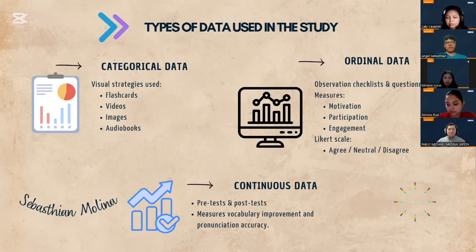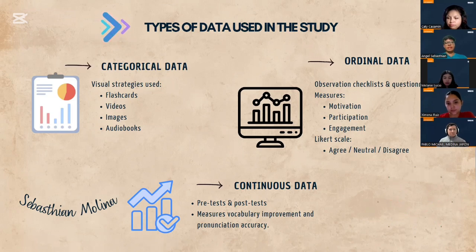This study uses three types of data: categorical, ordinal, and continuous data. First, categorical data is used to classify the visual learning strategies applied during English lessons, such as flashcards, videos, images, and audiobooks. This helps organize the teacher resources used in the classroom. Second, ordinal data is collected through observation checklists and questionnaires. This type of data measures students' motivation, participation, and engagement. It also uses Likert scales, such as agree, neutral, and disagree, to analyze student and teacher views on visual learning strategies.